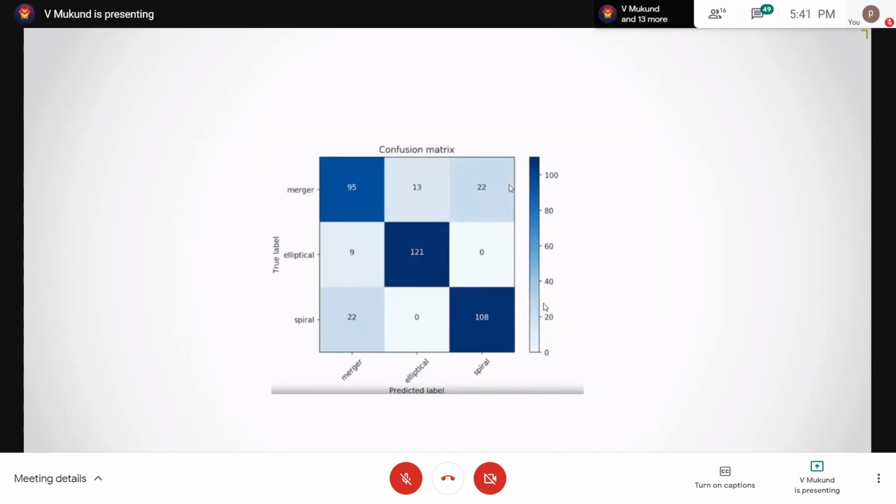So by using the ensemble classification rather than the regression, we can see that the computer has predicted correctly more number of times. We see here 95, 121, 108 times it has predicted correctly, and there are only very few times when it has predicted wrong.